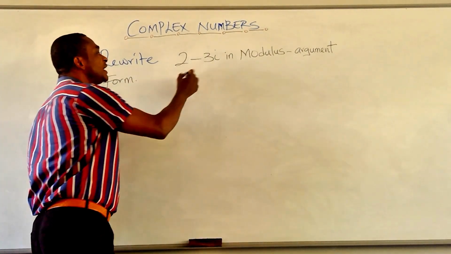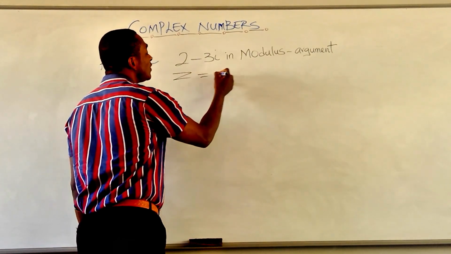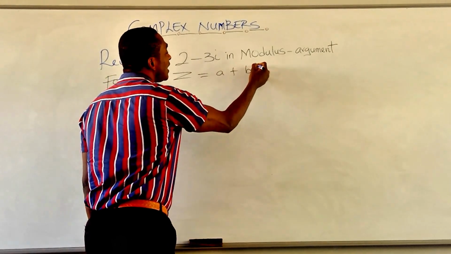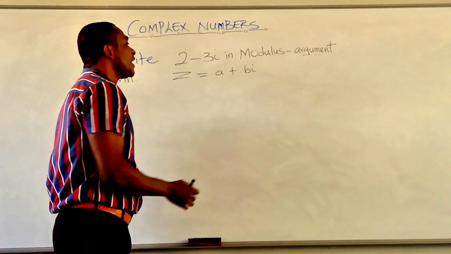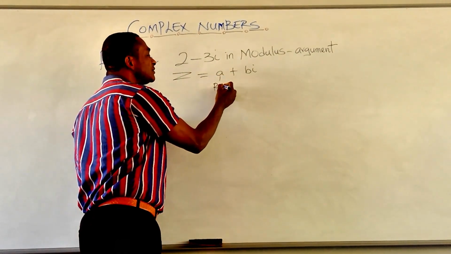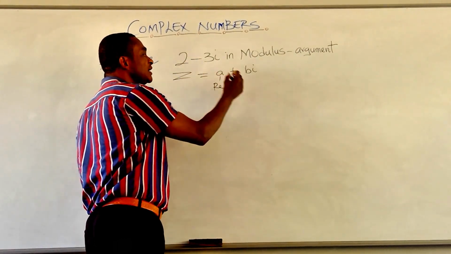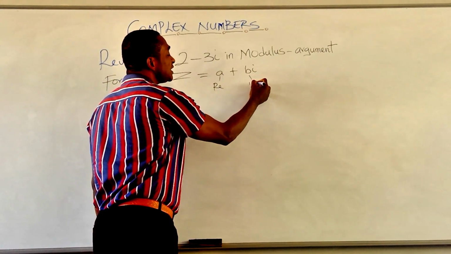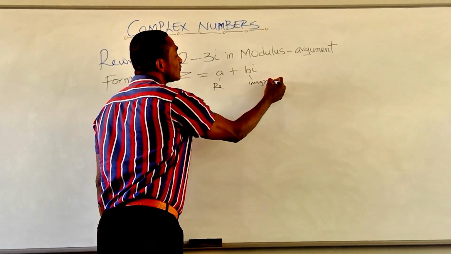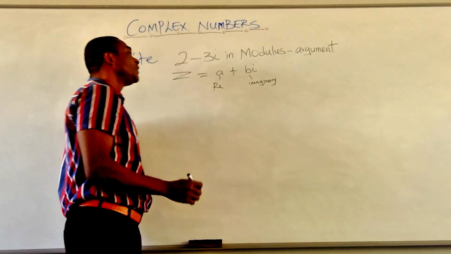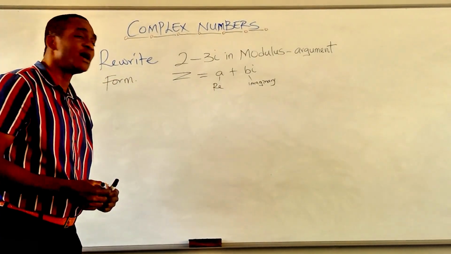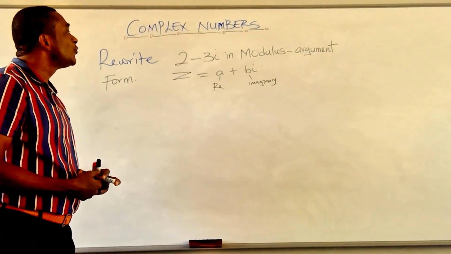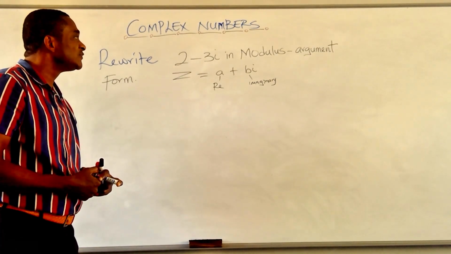Remember, a complex number is written as z equals a plus bi, where a represents the real part, the real number, and b represents the imaginary part. Now, the imaginary part is the part that has i. Now, how do we write this in modulus argument form?